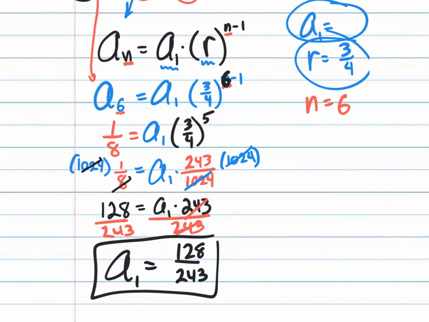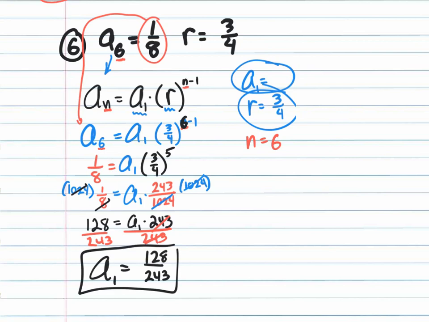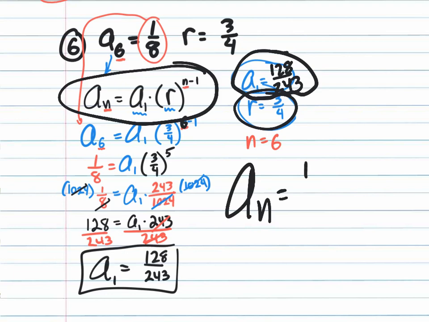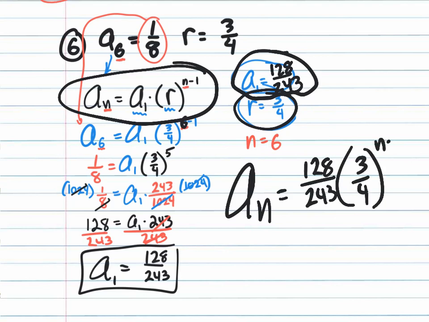So what was the whole purpose of doing all this work? Well, they wanted us to write the a sub nth rule. And in order for us to write the a sub nth rule, you need a sub 1 and you need that common ratio. They gave us a common ratio, 3/4. We just found out that a sub 1 was that nasty fraction, 128 over 243. So now we should be able to plug it all into the a sub nth rule. Let's write that down: a sub n equals a sub 1, which is 128 over 243, times the common ratio, 3/4, to the power of n minus 1.